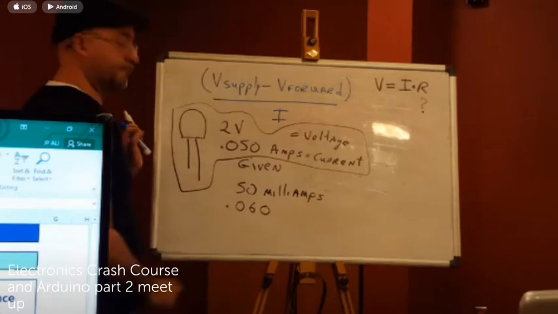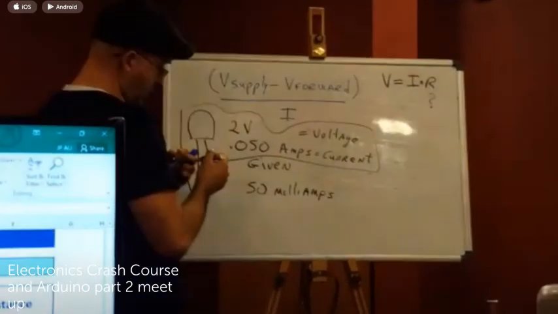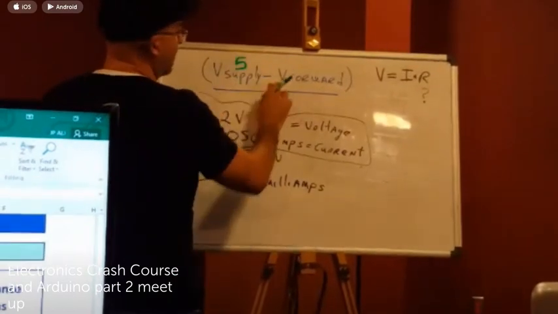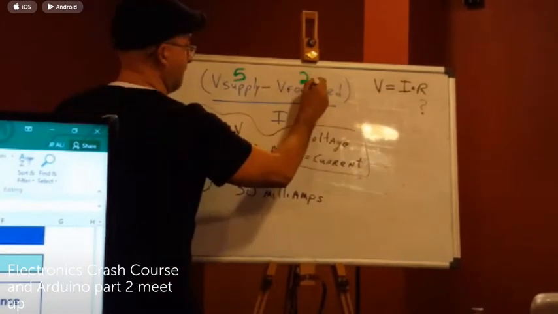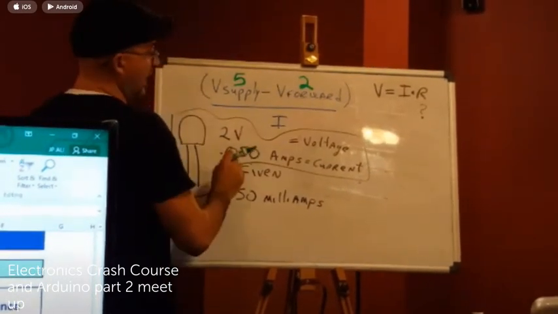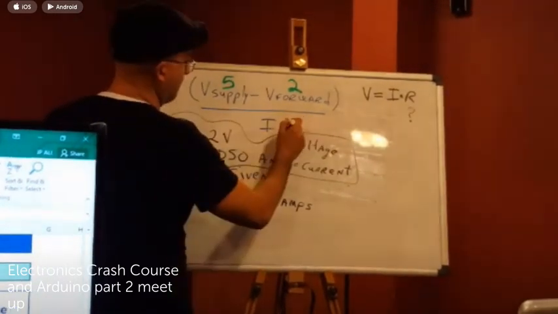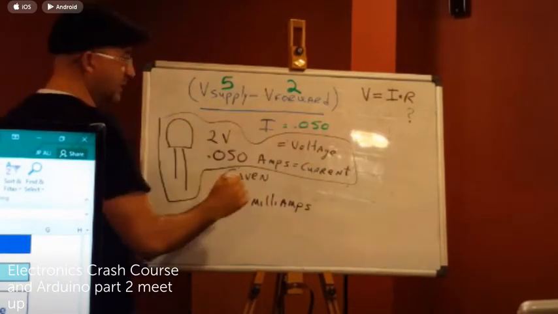I have a question. Yes. So 5 volts comes out of the digital outputs, right? That's right. 5 volts coming out of the digital output of the Arduino, and that's our supply voltage. So right now, I'm going to put here the 5 volts that's coming out of the Arduino. The voltage forward is this 2 volts, and the current 0.050, 50 milliamps.